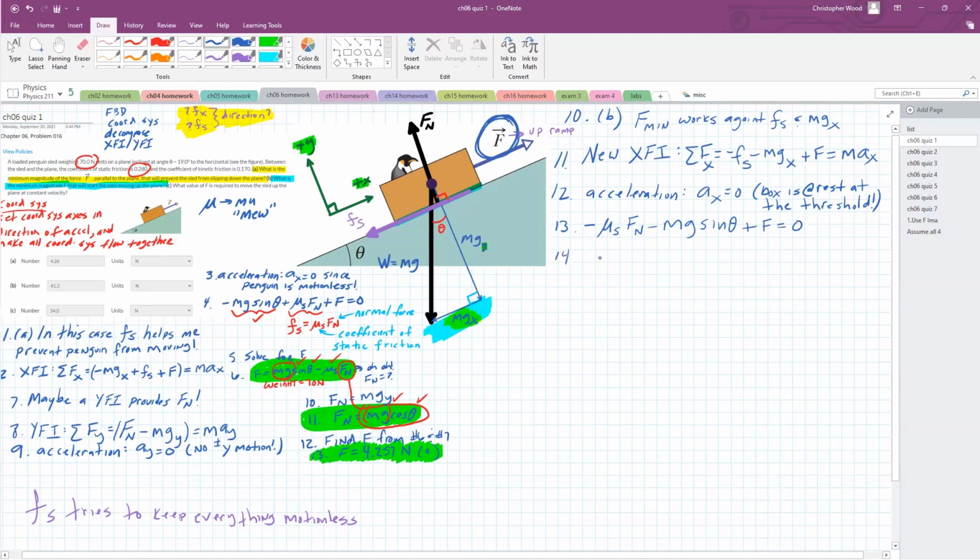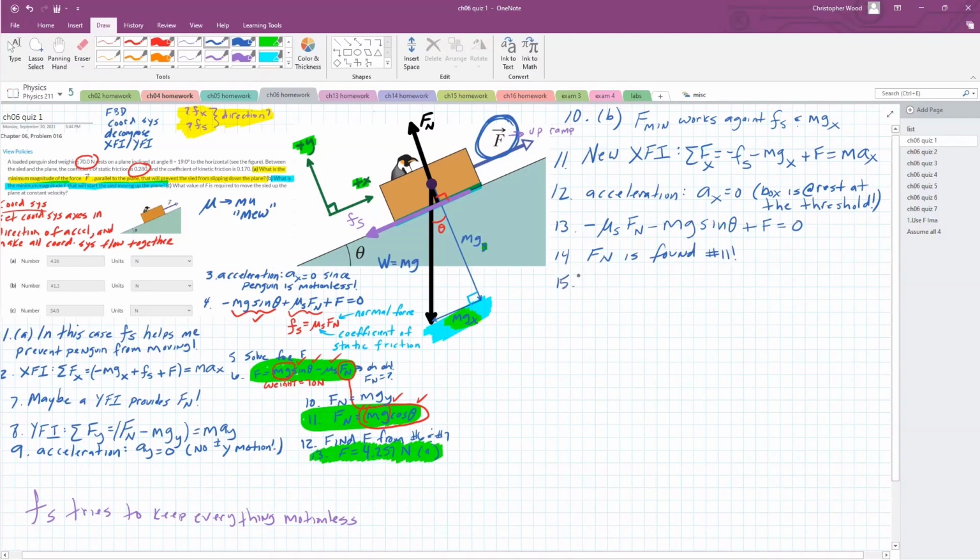And then I guess we can say, again, there's that F sub N. So once again, F sub N is found in number 11. We already did the work to find F sub N. Okay, so it's the same thing. This is the algebra time.